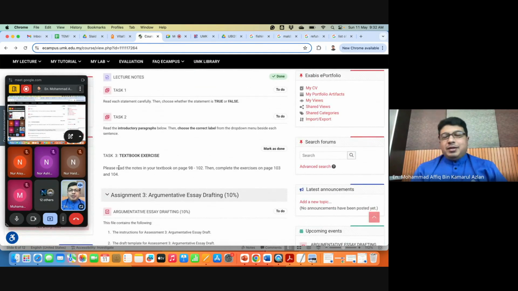And task 3. I think during the Google Meet session, we will take a look at task 3. So you can refer to the textbook page 103, and also page 104, and write your answers in the textbook. I'm going to share with you in the group.